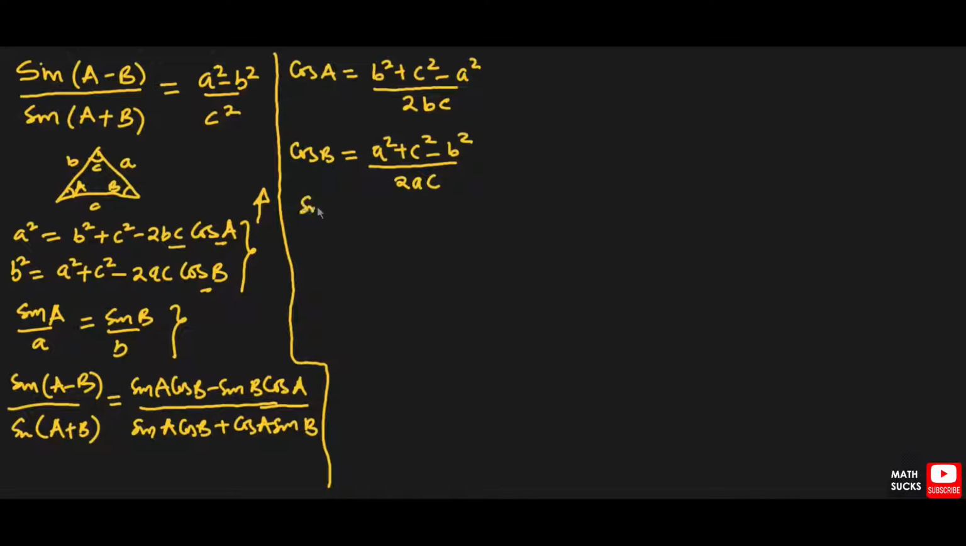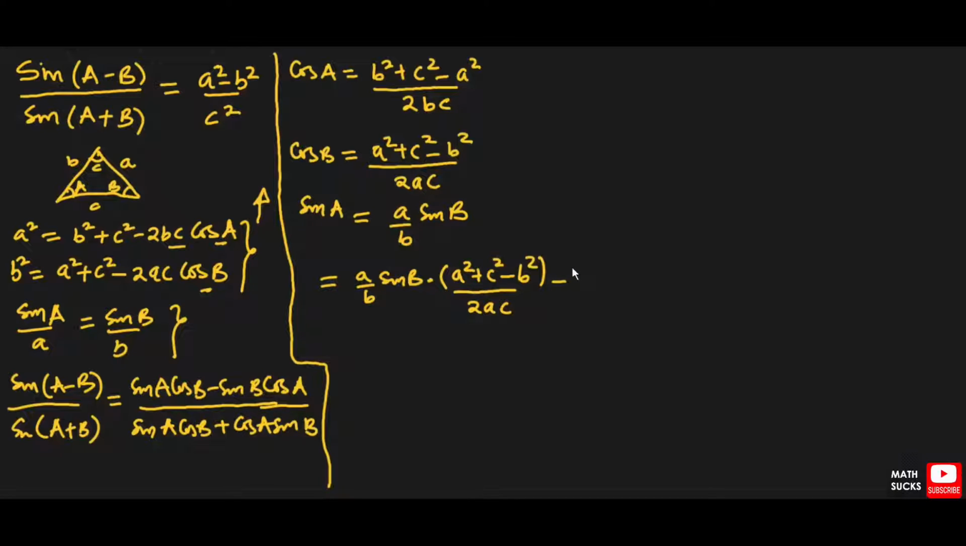And so this means we have sine of A being equal to A over B sine of B. So what happens next is that we are going to grab all these three and substitute them here. This is going to give us sine of A, which is A over B, multiplied by sine of B times cos B. Cos B is already here, and this is A squared plus C squared minus B squared, everything over 2AC.